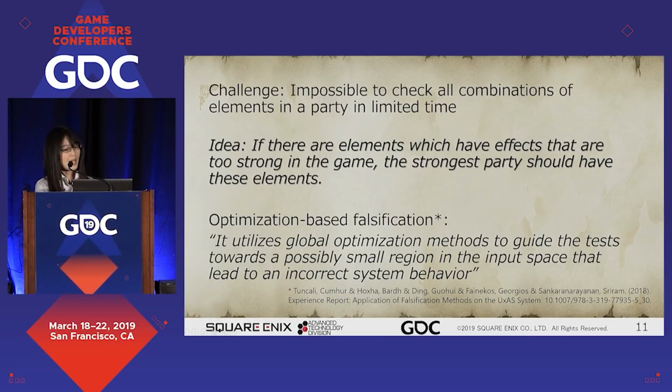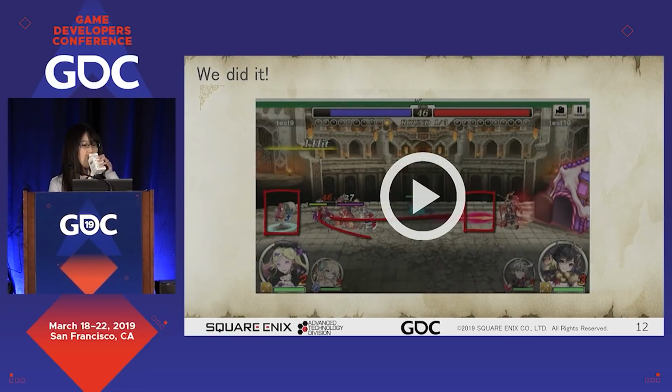I'll explain an algorithm to find the best combination of characters and equipment. First, I'll show the result a little. The left party is created by our team, and the right party is the opponent. The upper bars show each health point. A party that has more health points is the winner.